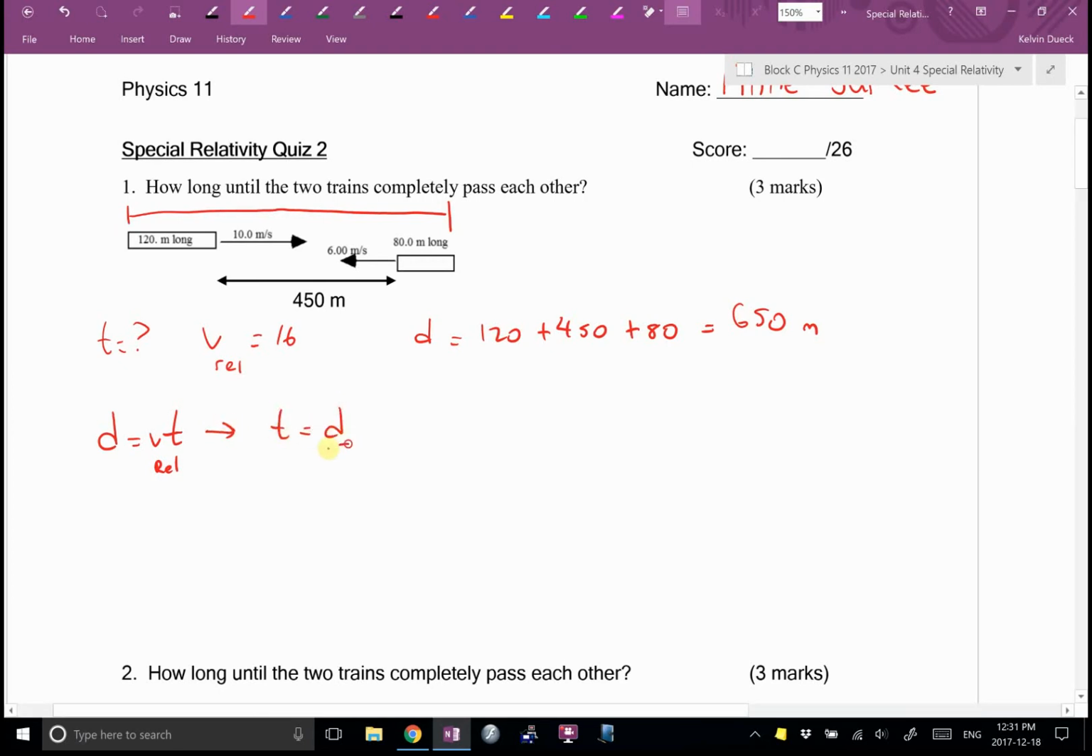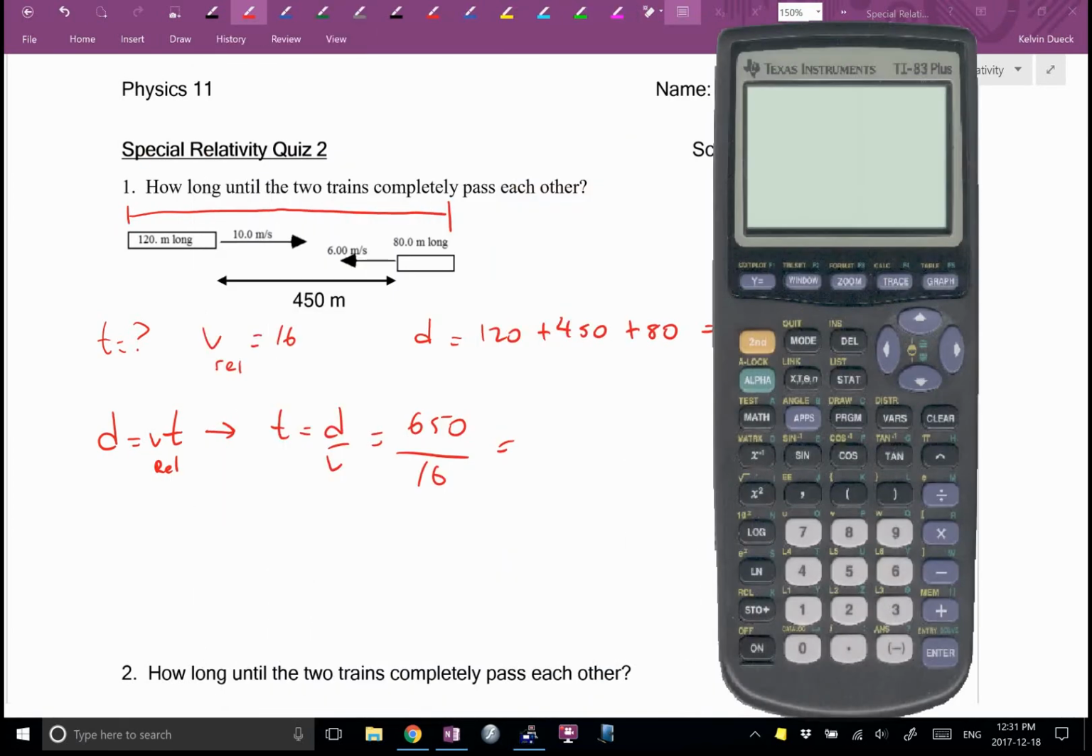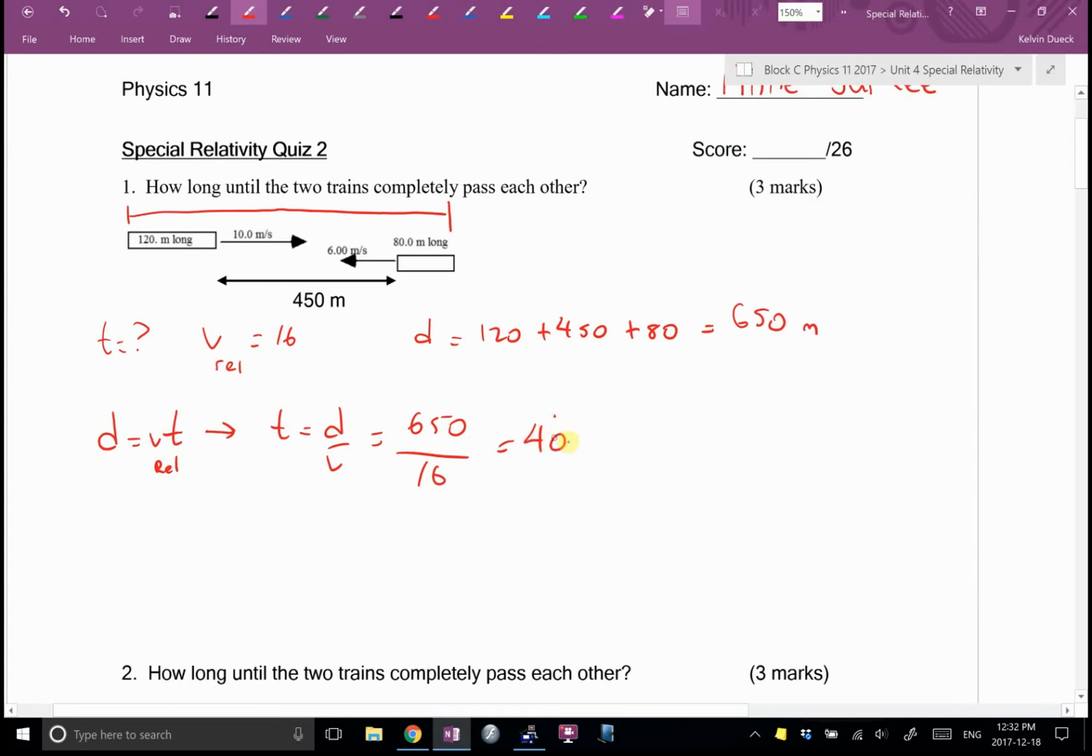t is going to be d over v, so it's going to be 650 divided by 16. 650 divided by 16, you get 40.6. I'll go 40.6. 41 I would take as well. 40 seconds I would say take a half mark off, learn to round off. So I'm going to go 40.6 seconds. Yeah, 3 sig figs looks like what my data is. If you got that, 3 out of 3.